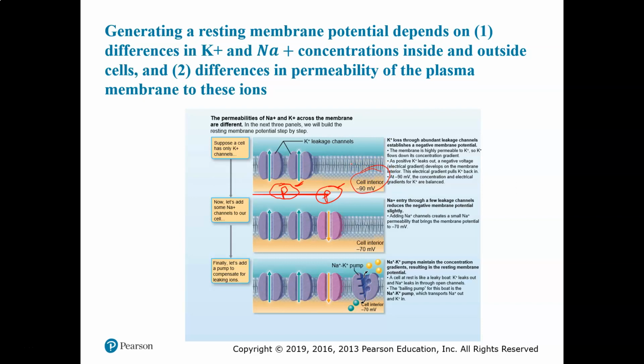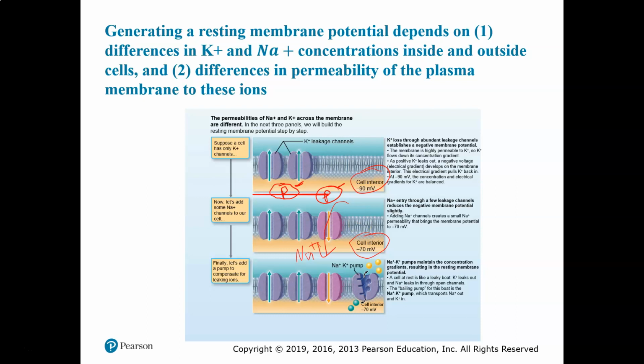Now let's throw in a sodium leak channel. Sodium has a positive charge. We've already talked about that there's 25 times more potassium leak channels in the plasma membrane than there are sodium. But even if there's just a few, the amount of sodium that leaks in, because it flows from its high concentration to its low concentration, causes the cell interior to go up to -70.